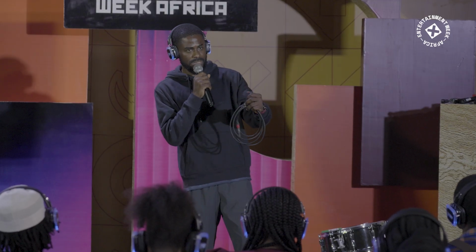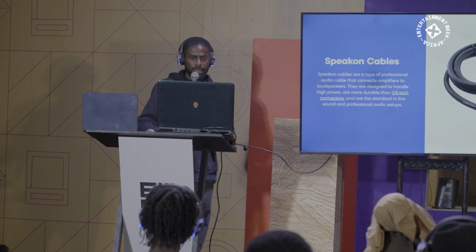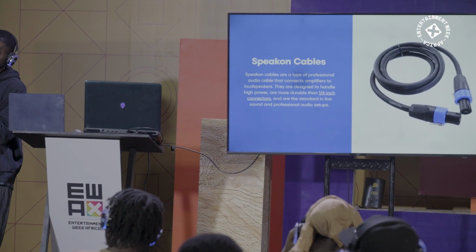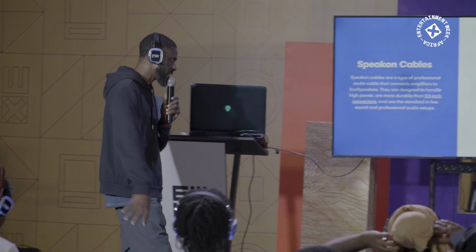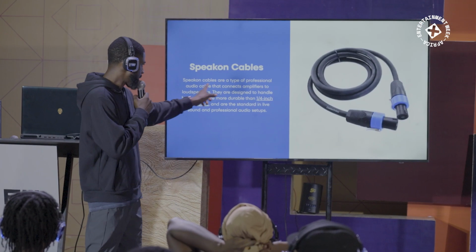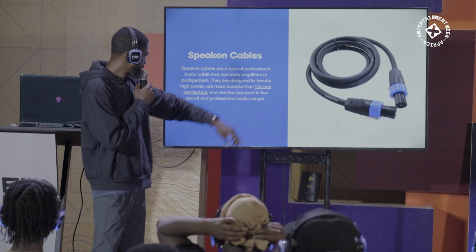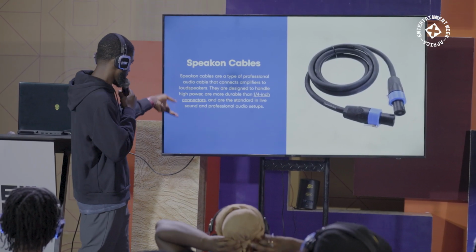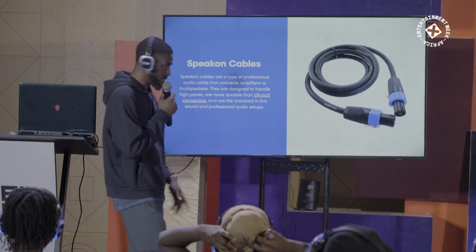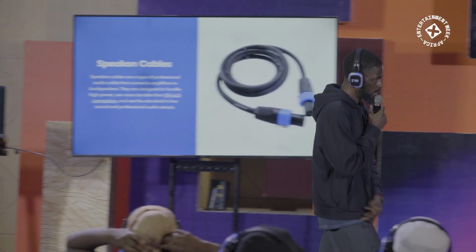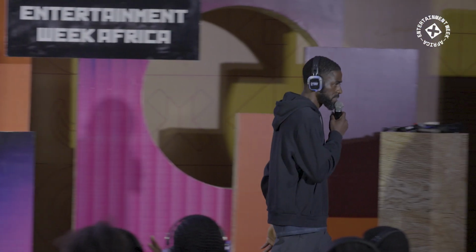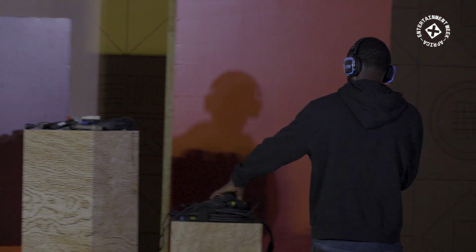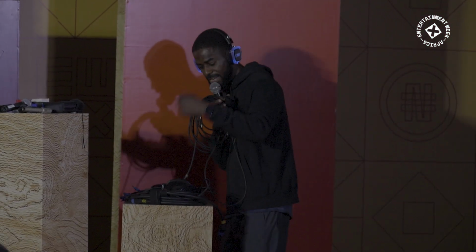So this goes to Speakon cables, all right? Speakon cables are your speaker cables. Speakon cables are a type of professional audio cable that connects amplifiers to loudspeakers. Let's leave it there, but you have all of that. So for your speakers, you need a speaker cable from your amplifier to your speakers.